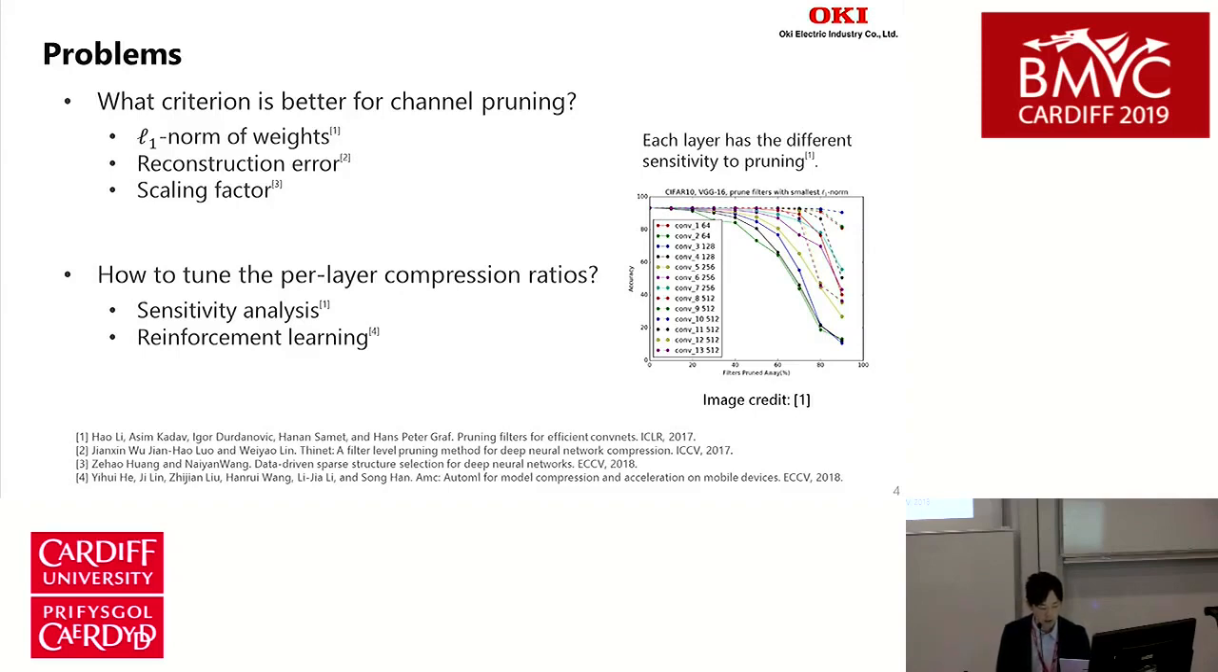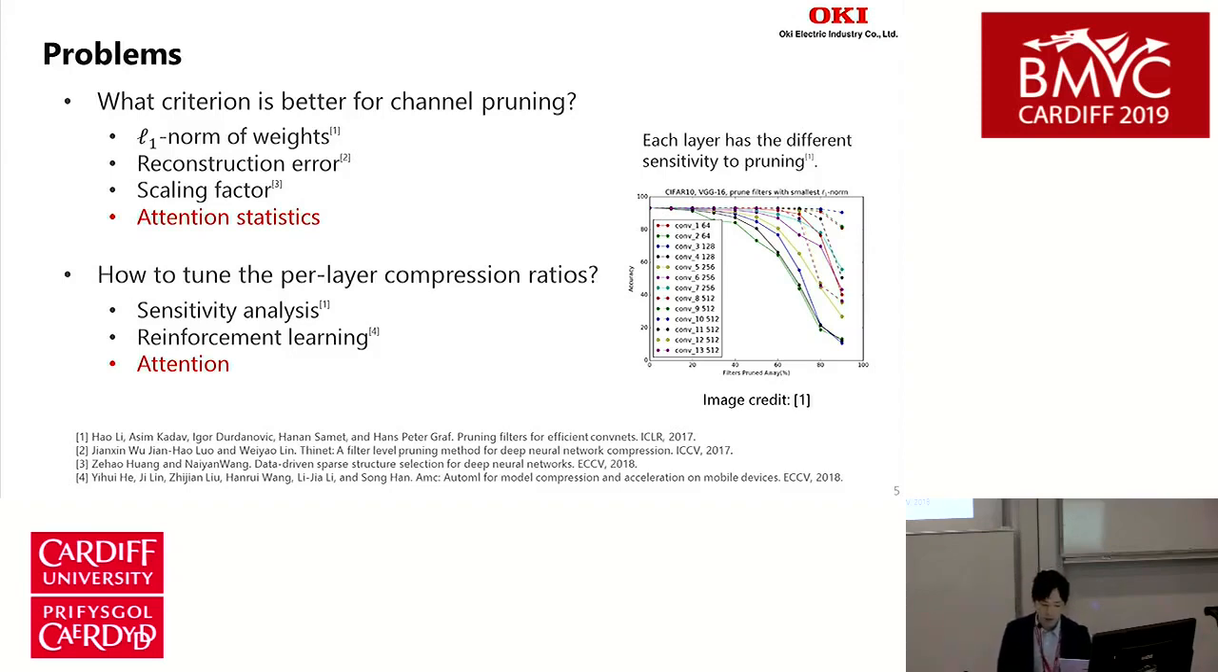And the second point is how to tune the per-layer compression ratios. As mentioned earlier, the typical channel pruning strategy requires the compression ratio for each layer. And it is required to tune the per-layer ratios to avoid a large accuracy drop because each layer has a different sensitivity to pruning. One solution is the sensitivity analysis that needs to analyze the accuracy degradation depending on the number of channels that were deleted. So this approach needs to set the compression ratios manually and also needs more time for analyzing in proportion to the number of layers. The other solution is based on reinforcement learning that can select the ratios automatically using the trained agent network.